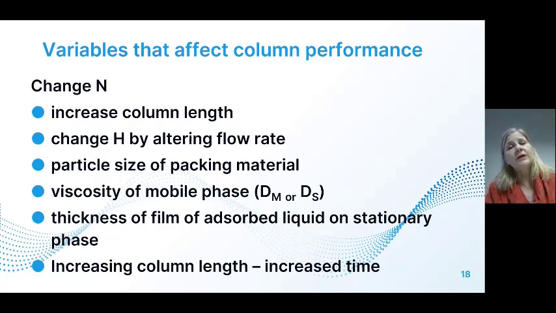Then we said we can also change the plate heights by playing around with the flow rate. If we want to change the column, we have to look at particle size as well, because as soon as you choose a smaller particle size, then your separation will also be better. And then for LC, we can change the viscosity of the mobile phase, which would then have an influence on your DM and DS values. And you can also change the thickness of the film absorbed onto your stationary phase, but this also goes with the packing material.